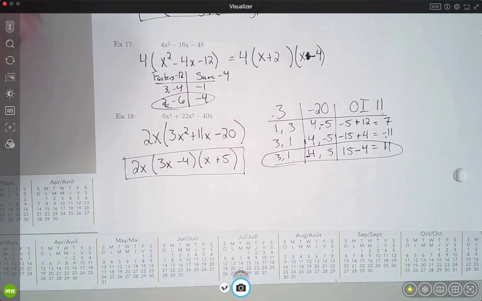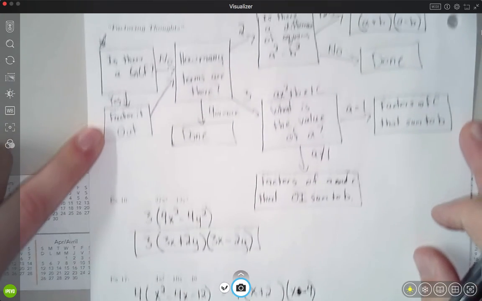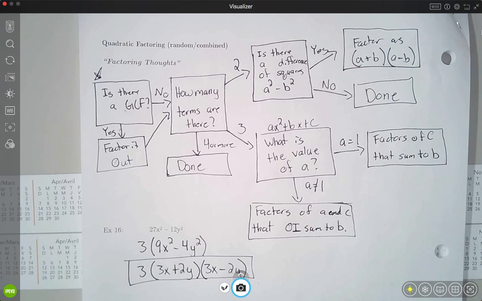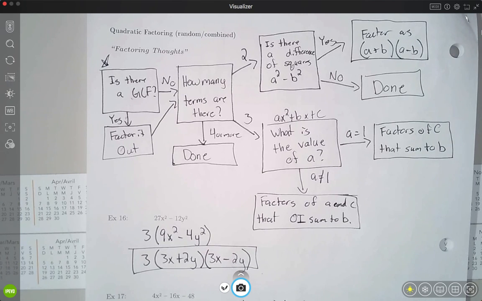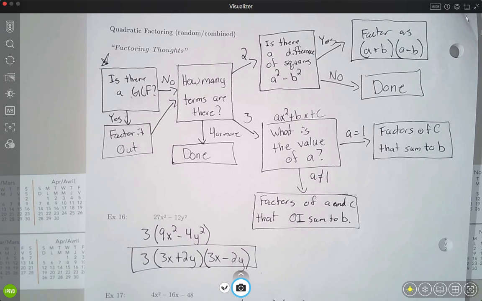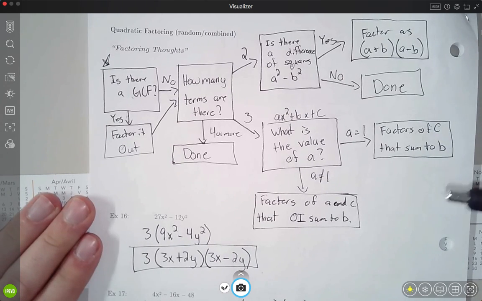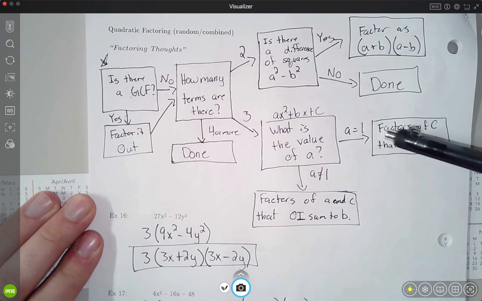So really what we're working with again is just this graphic organizer, kind of working through those decisions. Okay, really the biggest thing is always look for that GCF first. Once you have the GCF either pulled out or have ruled that there's not one, then how many terms do you have? Are you doing a difference of squares? Is it a trinomial? If it's a trinomial, is it a 1 or not 1? Okay, and those are really our types that we're doing.